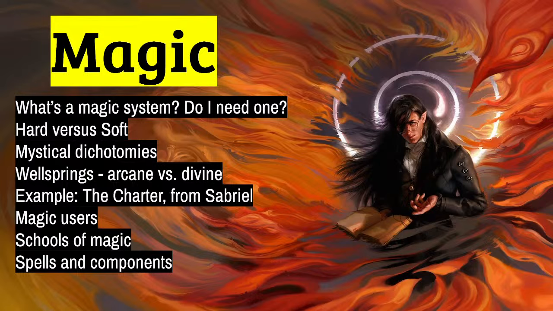Something like a system from Garth Nix's Sabriel books kind of, in a weird way, does sync up with this arcane-divine dichotomy. Arcane, well, let me define that one first. Arcane being magic that essentially comes from the world itself, and the characters are tapping into it, bottling it, or hacking it for their own purposes.